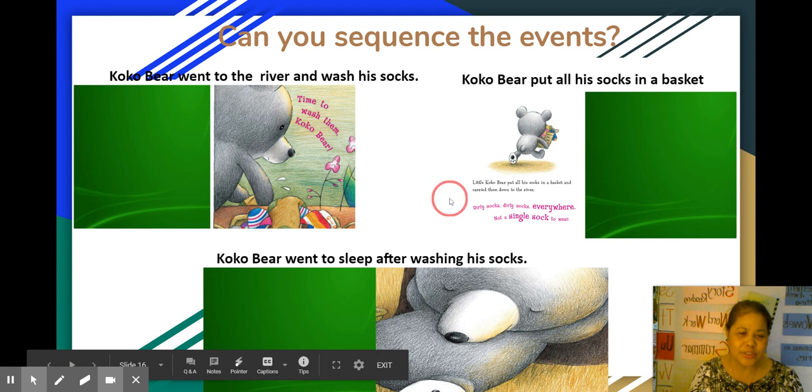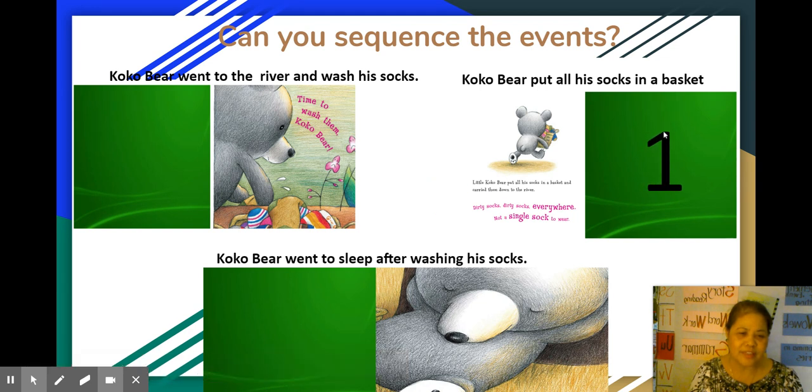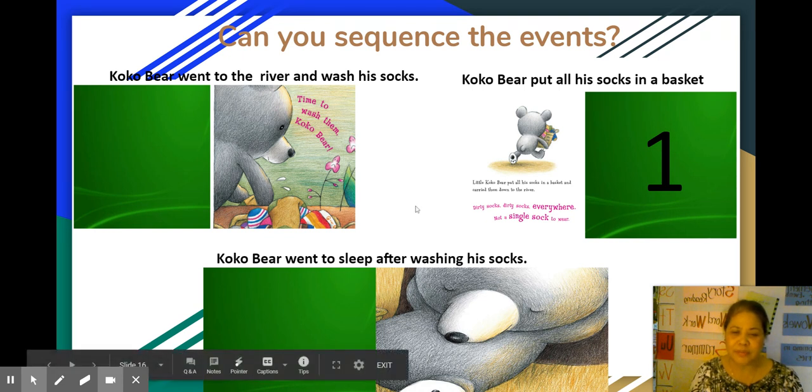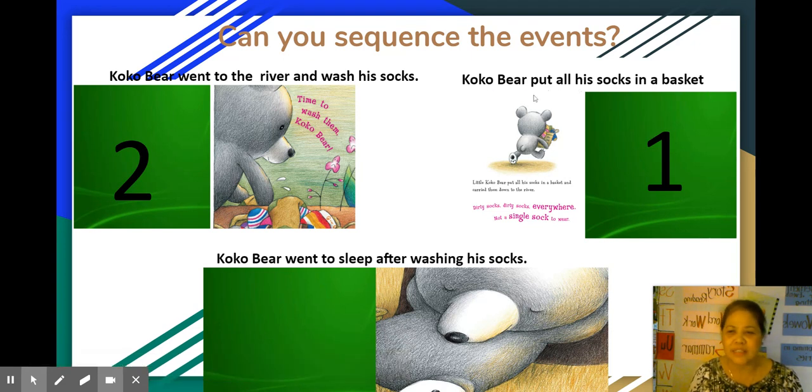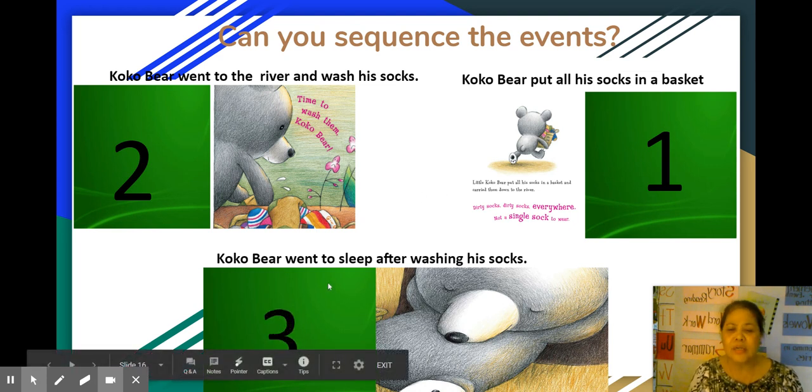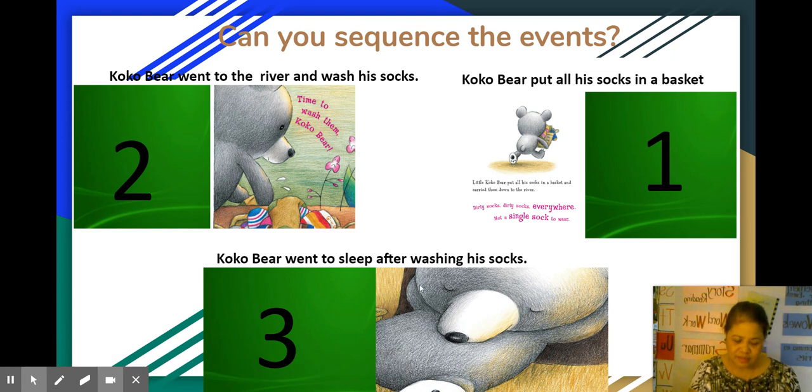Good job, boys and girls. I know you'll get it right. This one comes first in the story. And which do you think is the second one? This one or that one? Good job. This one comes next. So Coco Bear put all his socks in a basket. Then Coco Bear went to the river and washed his socks. And then Coco Bear went to sleep after washing his socks. Good job, boys and girls.